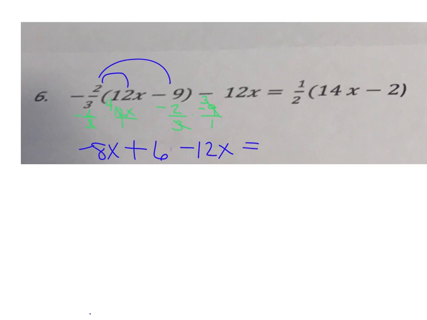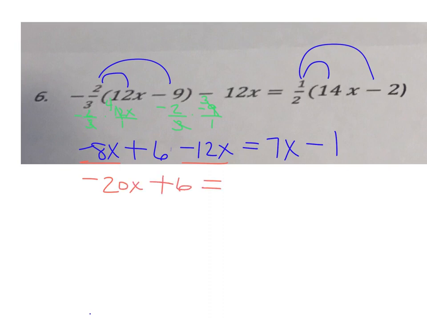On the right side, distributive property. 1/2 times 14x, that one's easy. 2 goes into 14x 7 times, so 7x. 1/2 times negative 2, that's easy. 2 goes into 2 1 time, so 1 times negative 1 is minus 1. Okay, so look, no fractions, all good. So we're ready to combine like terms. On the left side, negative 8x and negative 12x is negative 20x. Bring down plus 6 equals, on the right, there's nothing to combine.